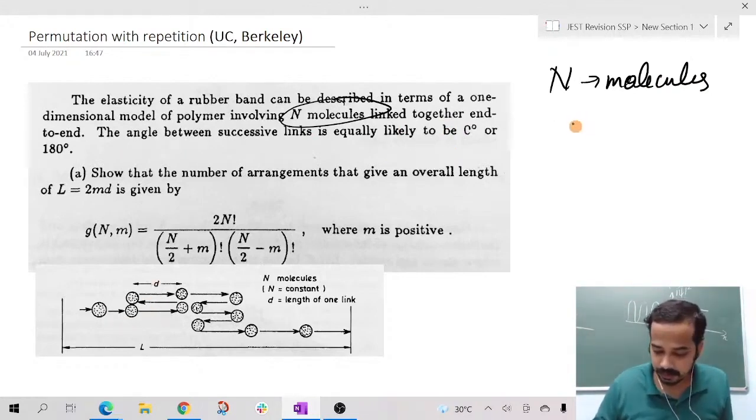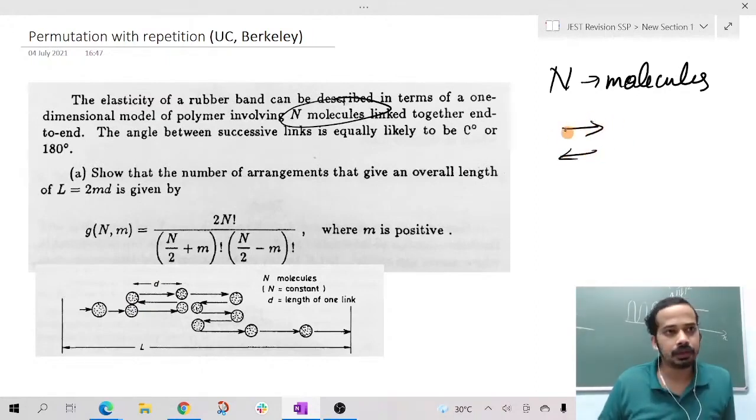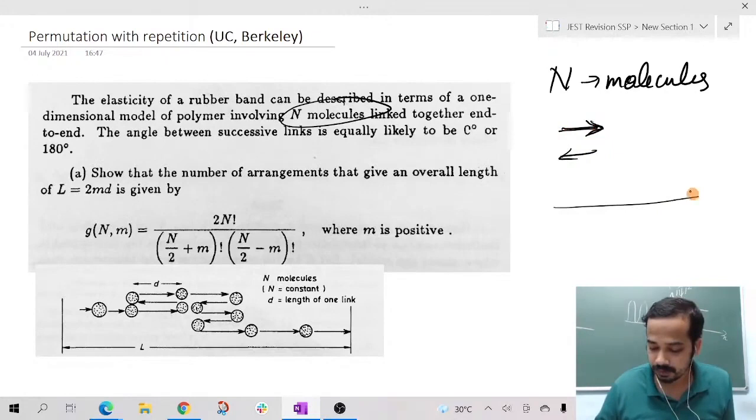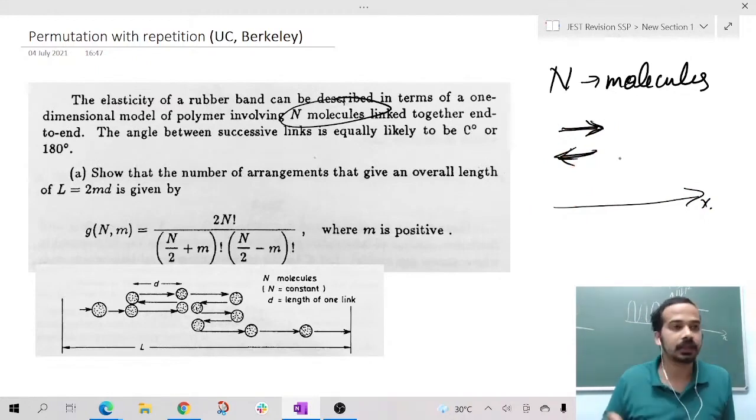Each of these links can be either like this or like this. Just say a molecule will have a tail and a head. If you take any molecule, it will have a tail and it will have a head, isn't it? You can think like that. If that molecule aligns like this, suppose you take this one as the x-axis, that means it is aligned at 0 degrees. If the molecule is aligned like this, you can take it as aligned at 180 degrees to the x-axis.